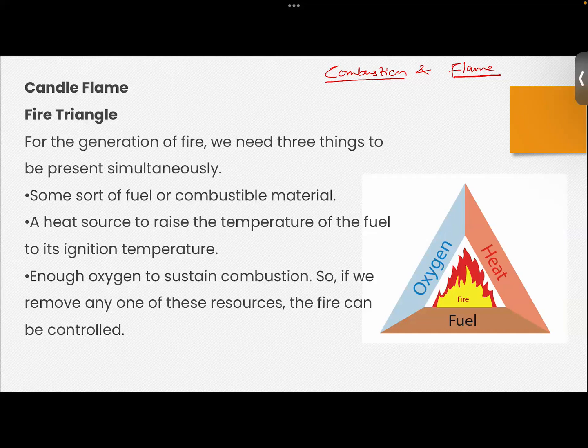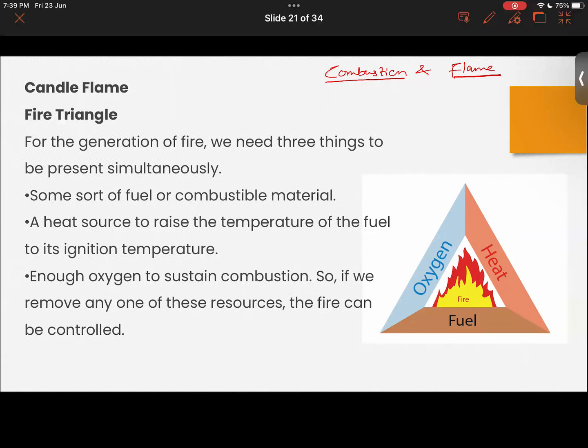Do tell me if my voice is clear to you or not, and if the screen is visible or not. Yes, sir. All right. Okay then, so the screen is visible.